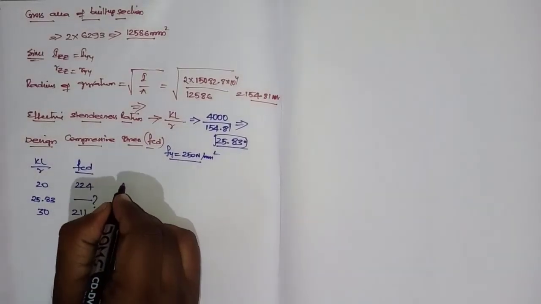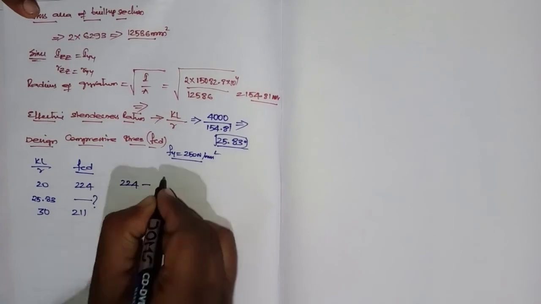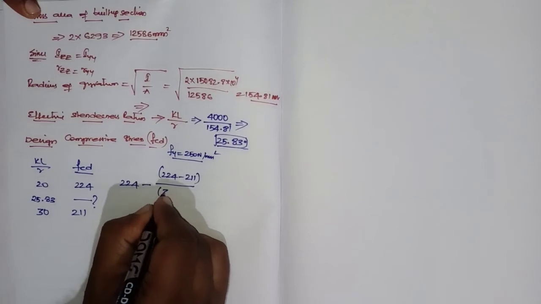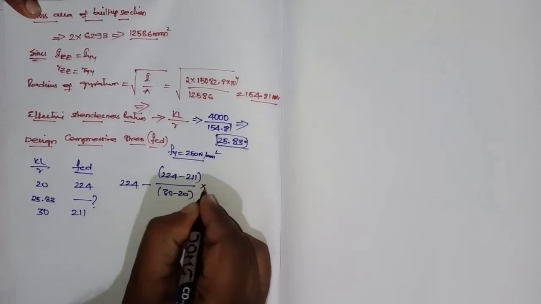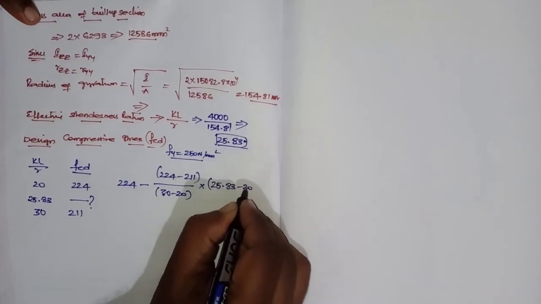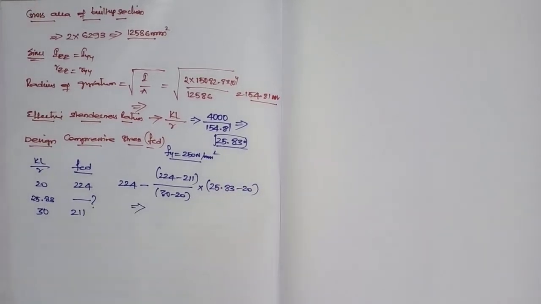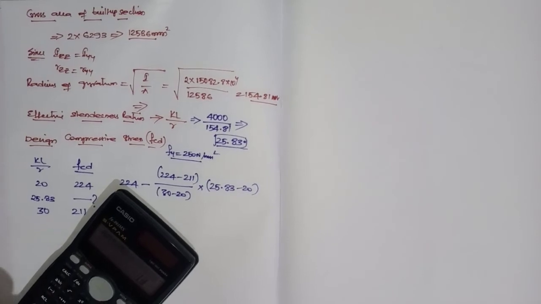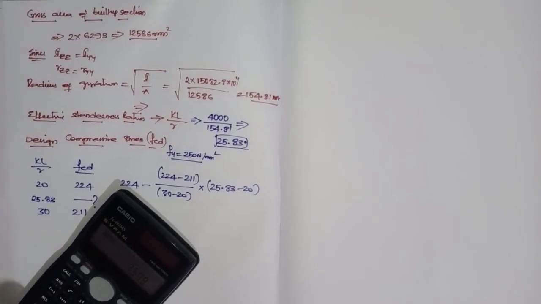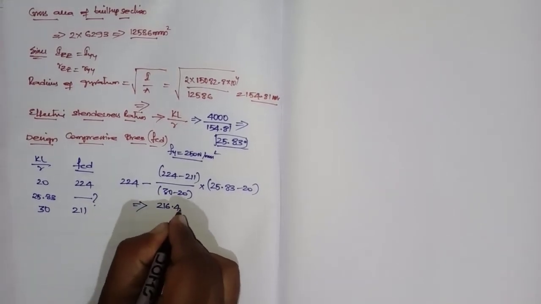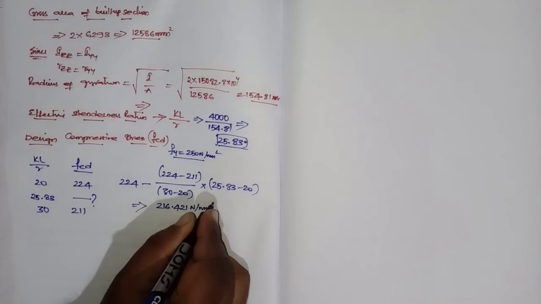Now interpolation: 224 minus (224 minus 211) divided by (30 minus 20) into (25.83 minus 20). So 224 minus 211 divided by 10 into 5.83. So how much are you getting? 216.421 Newton per mm square.